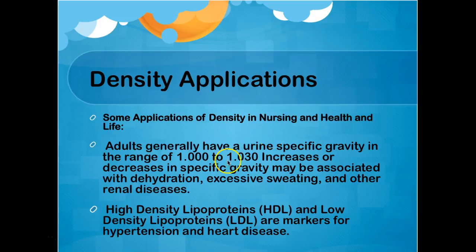So if the specific gravity is not in the normal range that is expected between 1 and 1.03 for urine, then it indicates disease. It could be some renal disease, or it could indicate some imbalance like dehydration, excessive sweating, and so on. Another way density comes into play health-wise is high density lipoproteins, the HDL, and low density lipoproteins. These are markers of hypertension and heart disease.